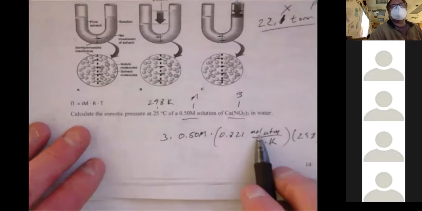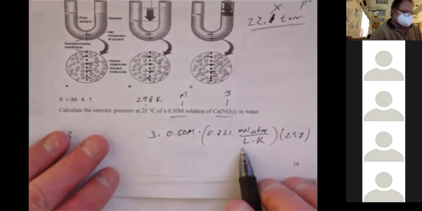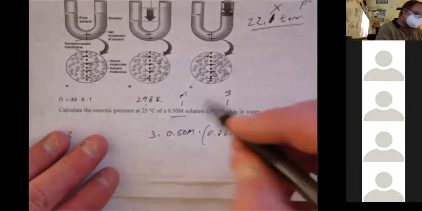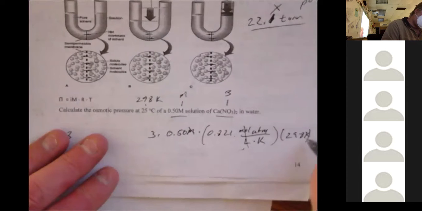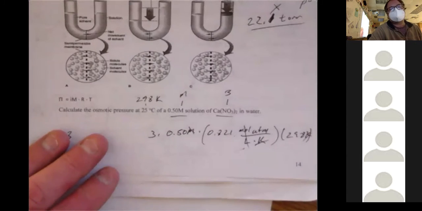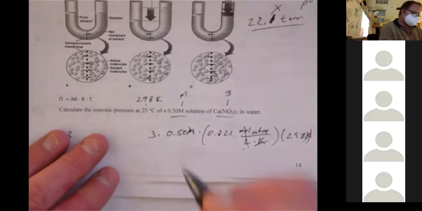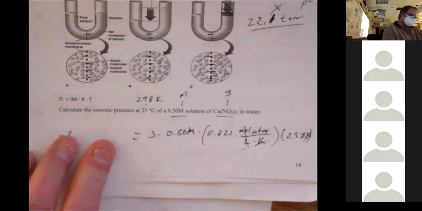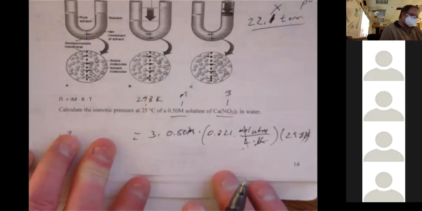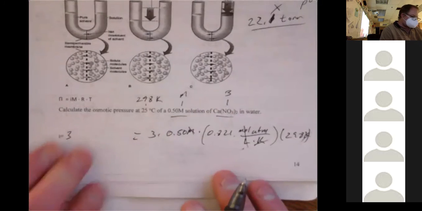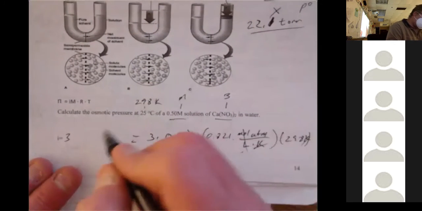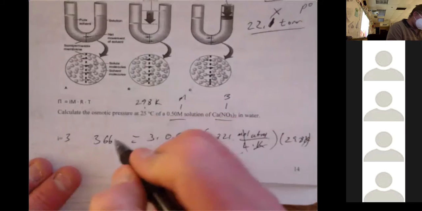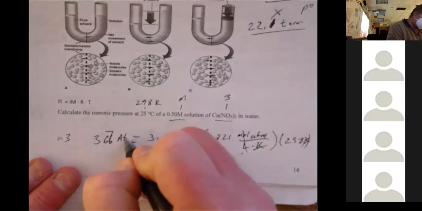So take a look again, moles per liter here, and this is what molarity is going to cancel out with. Kelvin and Kelvin will cancel out, leaving us with atmosphere. Pretty cool. 3 times 0.5 times 0.821 times 298 Kelvin. It's 366.987, so 367 atmosphere.